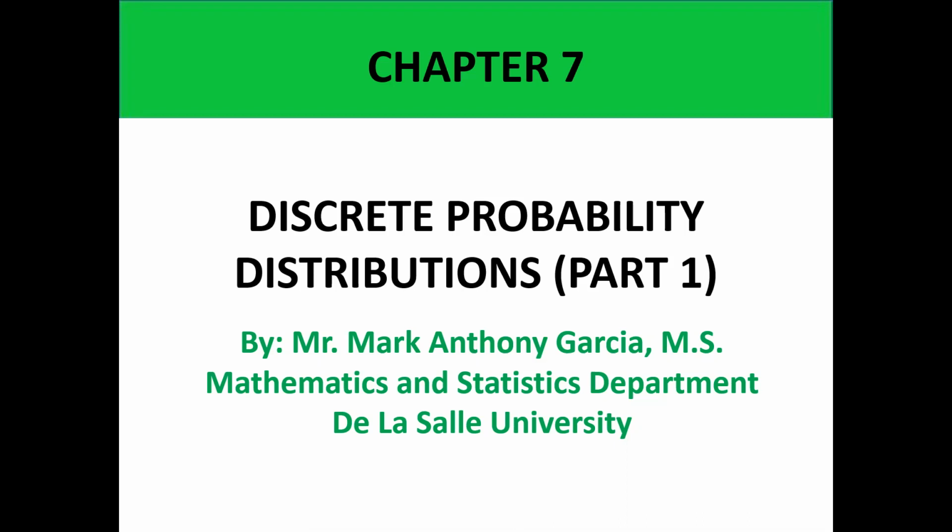Now, you also learned in the previous chapter about finding the expected value of a random variable x, which is also known as the mean of the random variable x. And you also learned how to obtain the variance and the standard deviation of a random variable x. Now, in this chapter, we focus on special types of discrete random variables which are associated to certain discrete probability distributions.